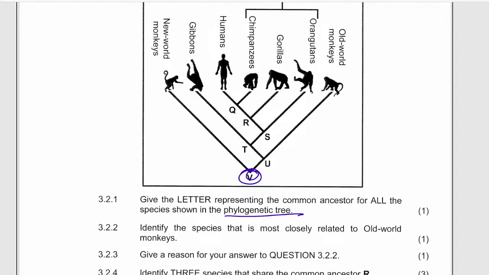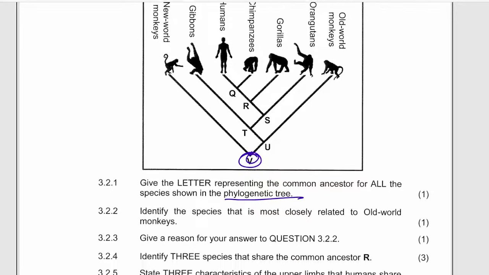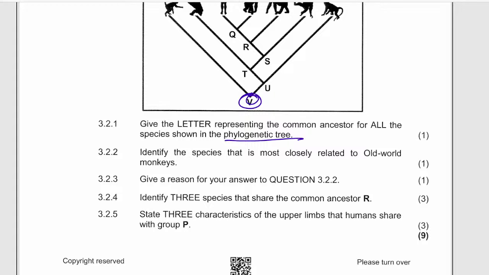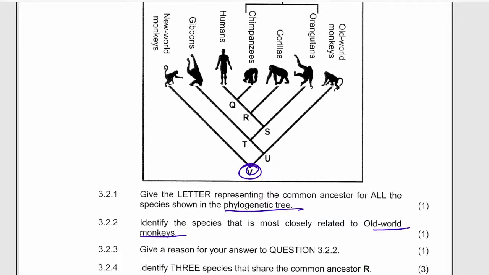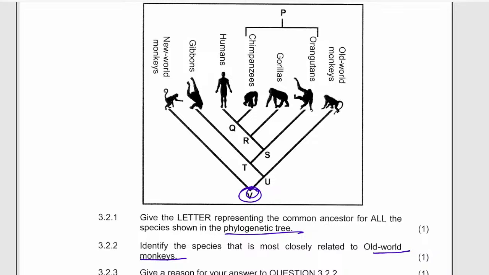So they keep splitting. You understand? They keep splitting. Then they're saying that if you identify the species that is most closely related to the old monkey, what is the most recent common ancestor of the old monkey?